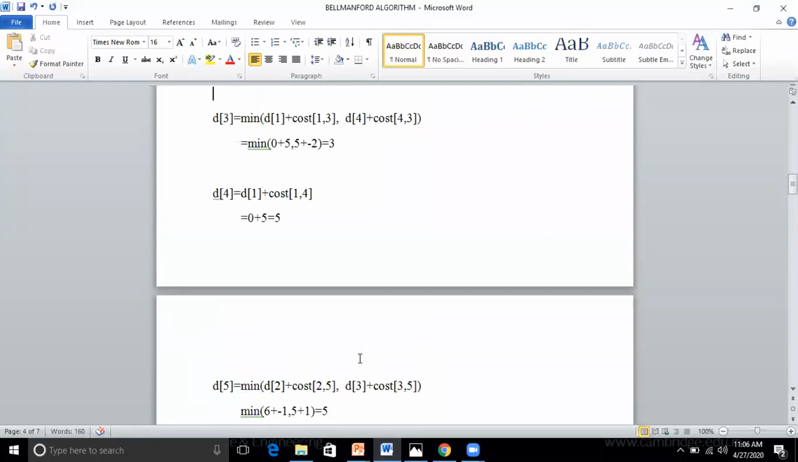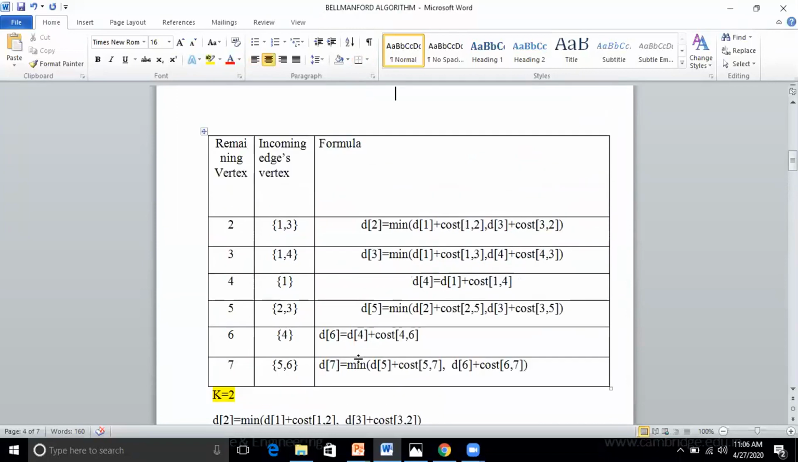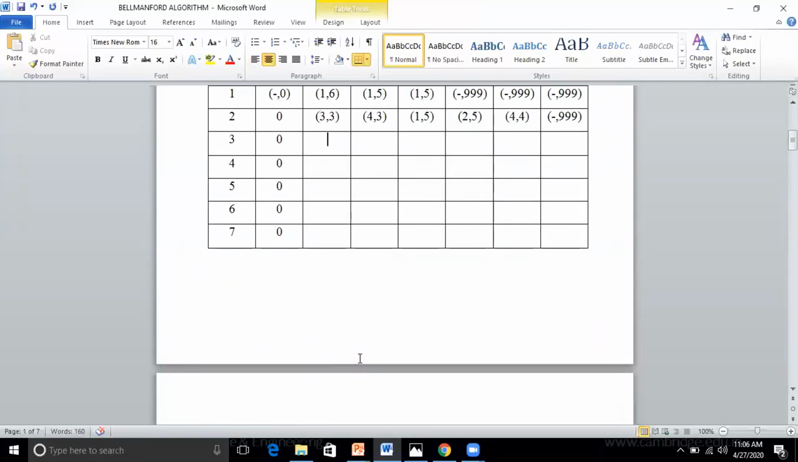So now after getting the values, go to the table and fill the table. This we got via 3 itself. 3 comma what? 1, isn't it? Then this value, 4 comma 3 itself. Then 1 comma 5. Then 2 comma 2. Very good. Then this is 4 comma 4 itself. And this 6 comma 7. Hope you have understood this step.